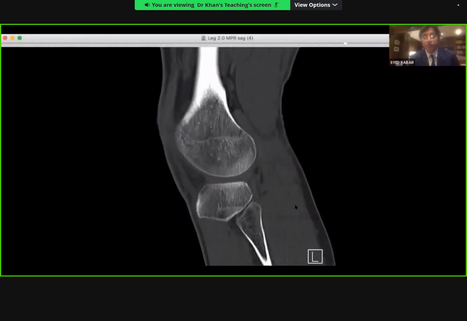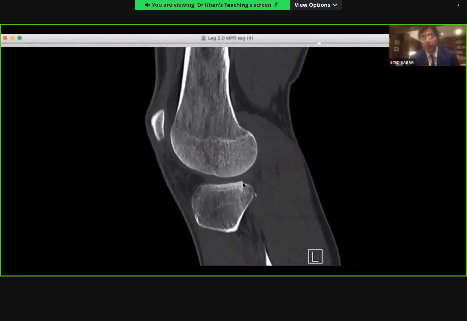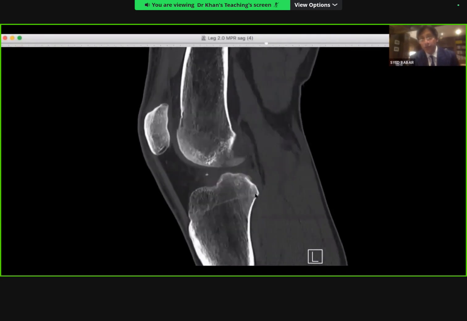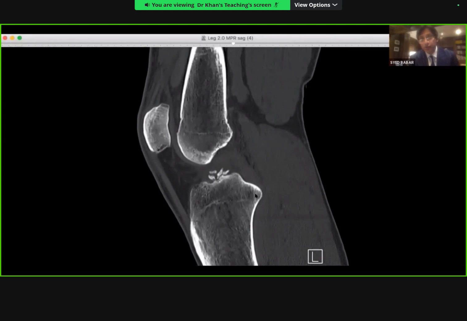Let's just go from the lateral to the medial side. What catches your eye immediately is that there is a bone fragment there. There is a step deformity here. So this is a non-displaced fracture of the posterolateral tibial plateau. There is an avulsion fracture, which is a bone fragment sitting at the back. And of course, as you go towards the middle, voila, there is the avulsion fracture of the tibial footplate of the ACL.